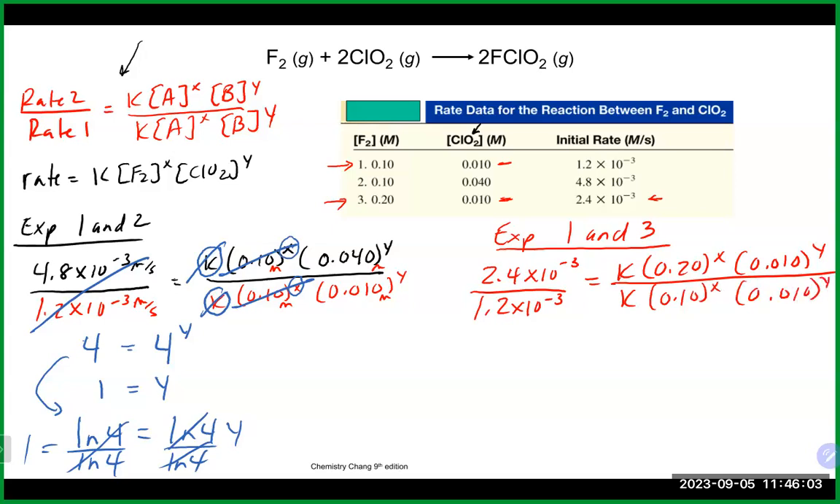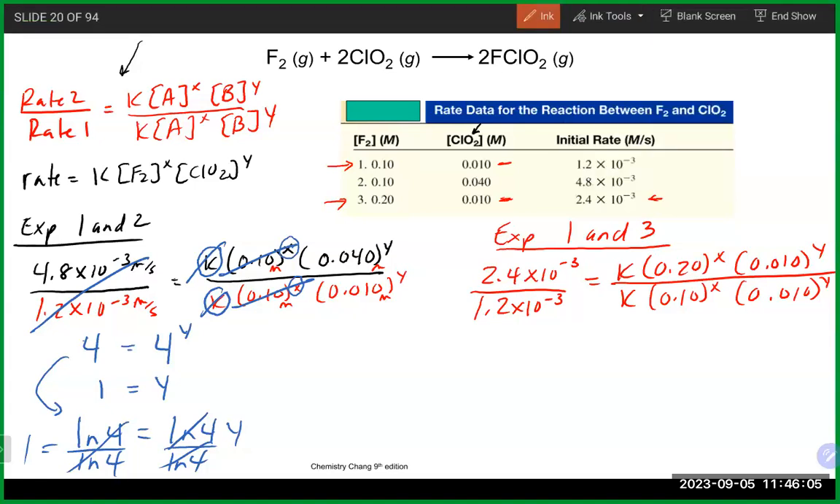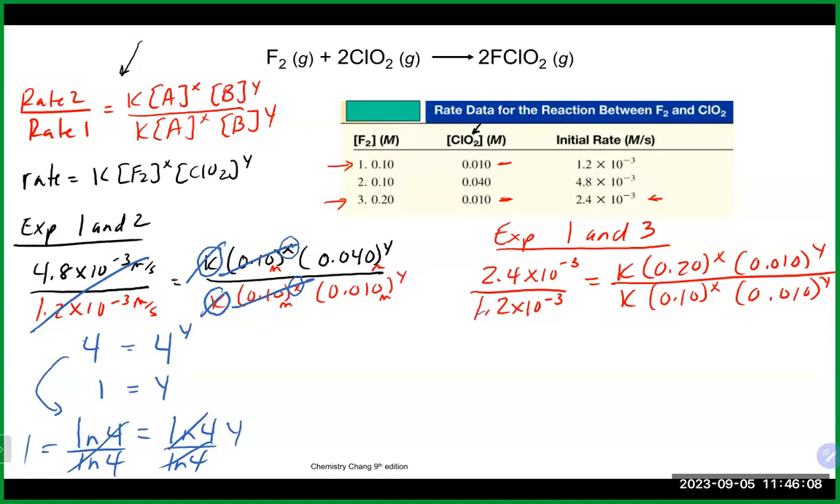So we're going to do our same sort of calculation here. We divide out the left, which should give us a 2. Once again, the rate constant should be the same on top and bottom, and we already calculated what this y is, and it is the same on top and bottom, so that again should cancel. That leaves us 2 to the x, which in this case you could probably visualize that x would equal 1. Any questions on that? So that x would be the order with respect to F2.